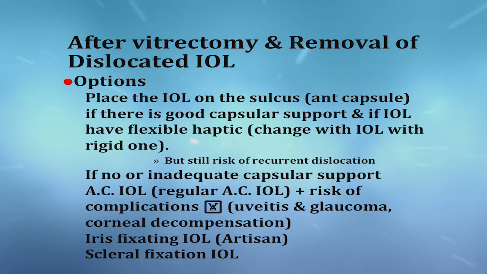If there is no or inadequate capsular support, there is the regular anterior chamber IOL, with its risk of complications like uveitis, glaucoma, and corneal decompensation. There is an iris fixating IOL, the Artisan. This is my favorite lens in secondary implantation. And there is also a scleral fixation IOL, which is also good.